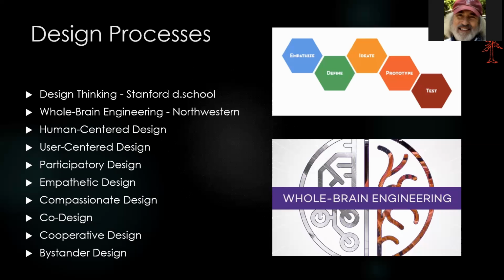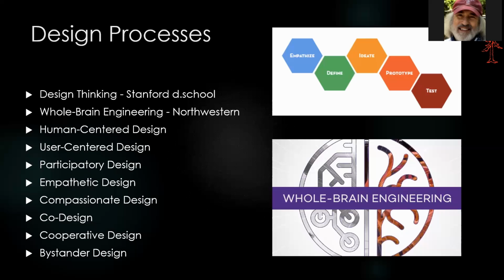Other kinds of names for design: human-centered, user-centered, participatory, empathetic, compassionate, co-design, cooperative design, and bystander design are some of the other process names that I've heard, but they all involve the same core thing, and that is doing something, testing it, seeing what worked and what didn't work, and then repeating the process to refine your prototype until the time or the money run out. So that's what we mean by design process.